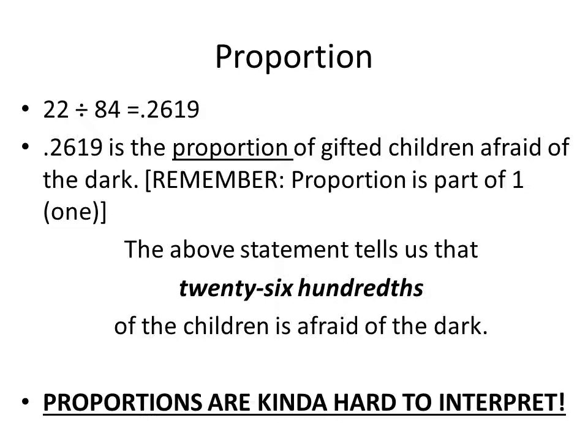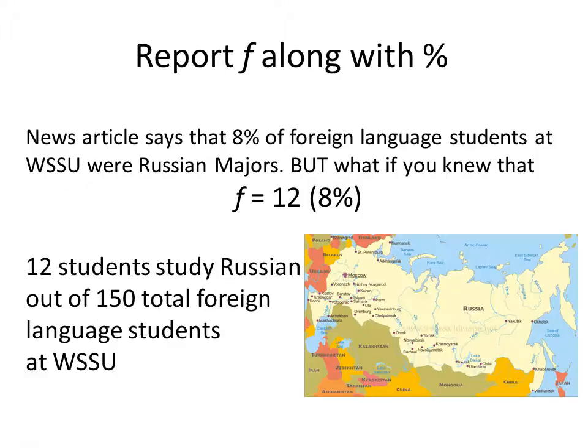Now let's look at the above statement. 22 divided by 84 equals 0.2619. So that statement tells us that 26 hundredths of the children are afraid of the dark. And since proportions are kind of difficult to interpret, many times we simply use percentage. But do not be surprised if you occasionally encounter proportions in research reports.